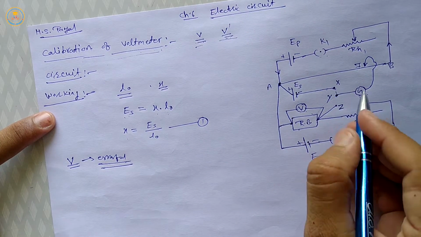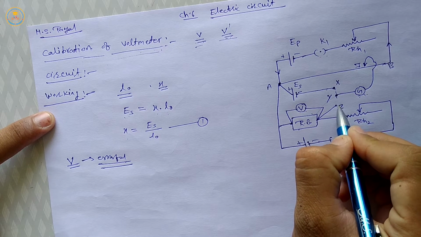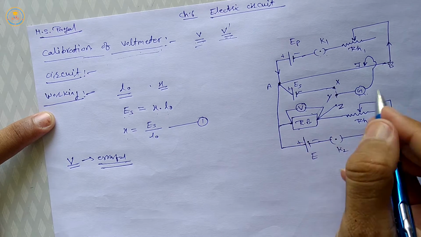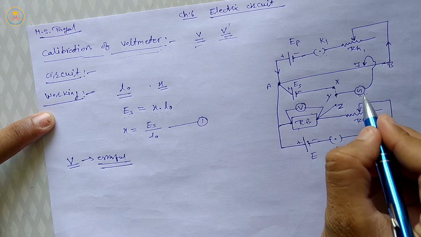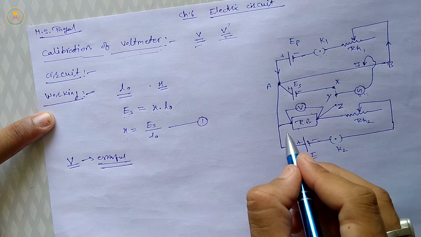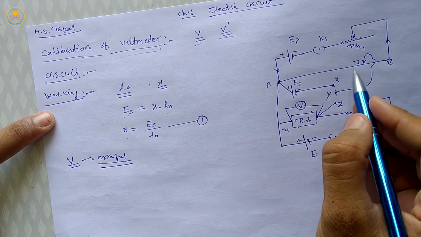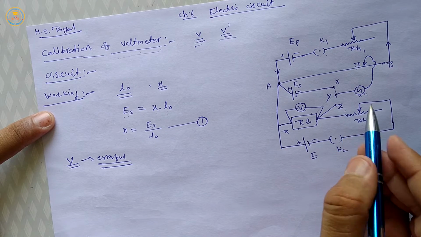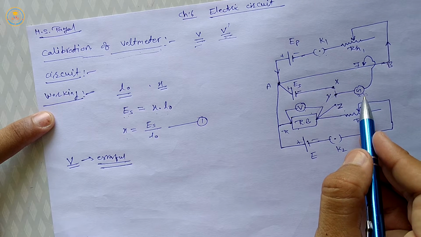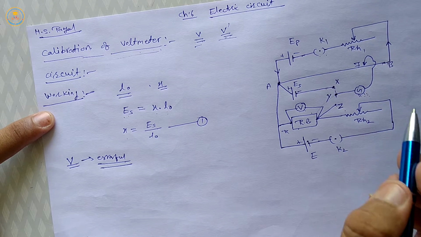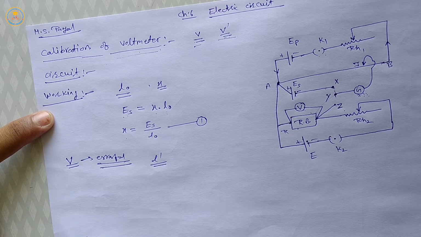Now remove the plug between X and Y and insert the plug between Y and Z. In this situation, this galvanometer is connected to the secondary circuit and shows a deflection for this resistance R. Now, sliding this jockey, we find the zero deflection state in the galvanometer. Suppose L dash is the balancing length.